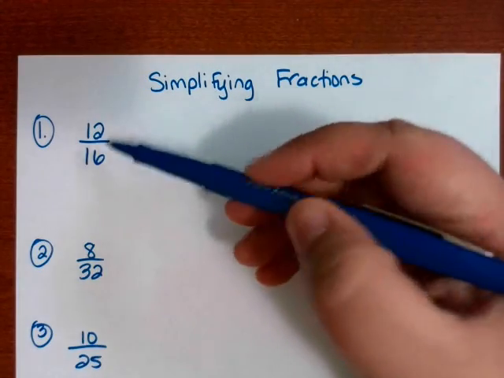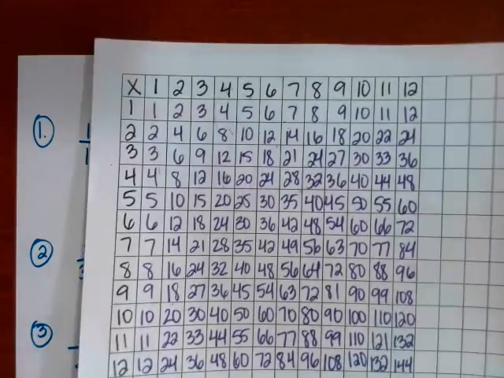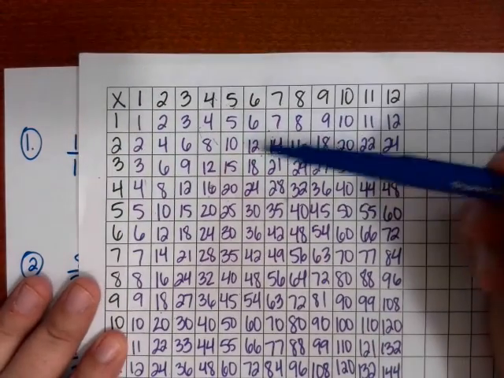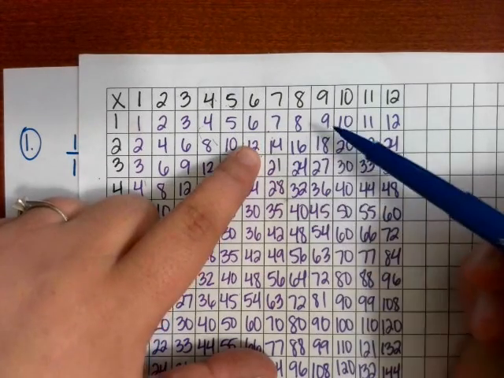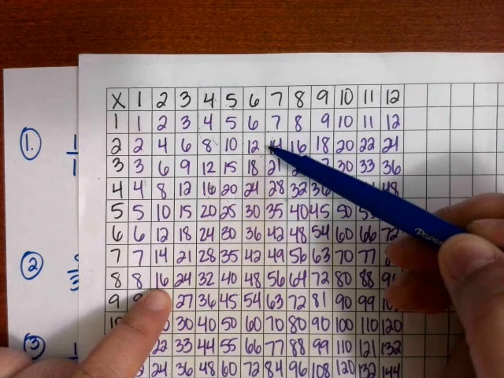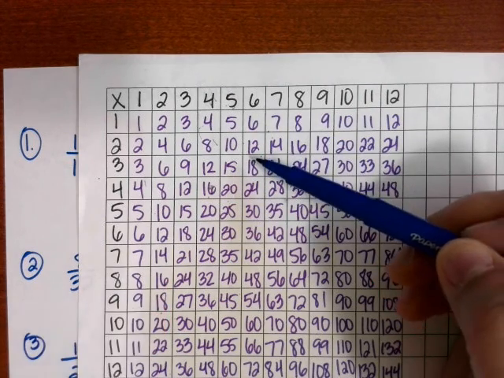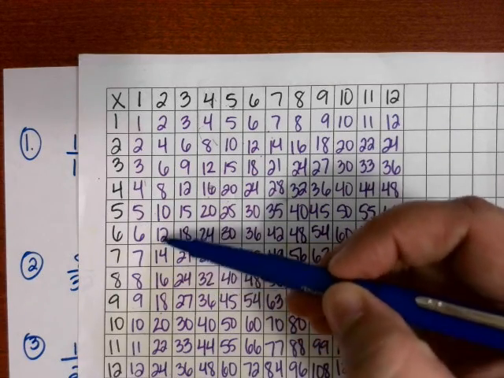So to use our multiplication chart, we're going to find this fraction, 12/16, somewhere on top of each other. They have to be in the same column. I cannot use 12 here and then 16 over here, because they're not directly on top of each other in the same column. But I could use 12 and 16 here, or I could use 12 and 16 here.